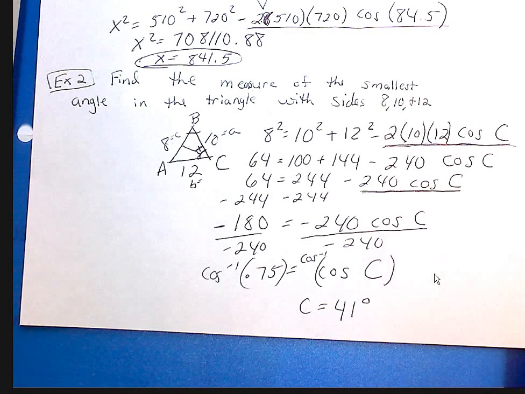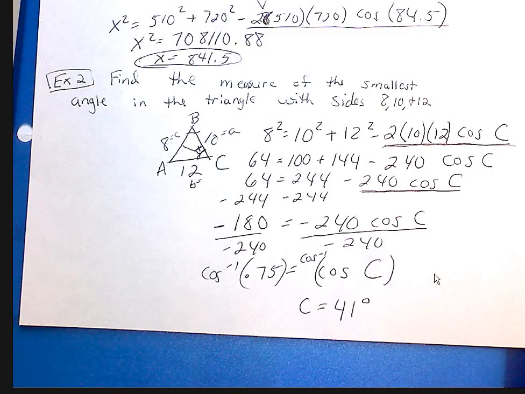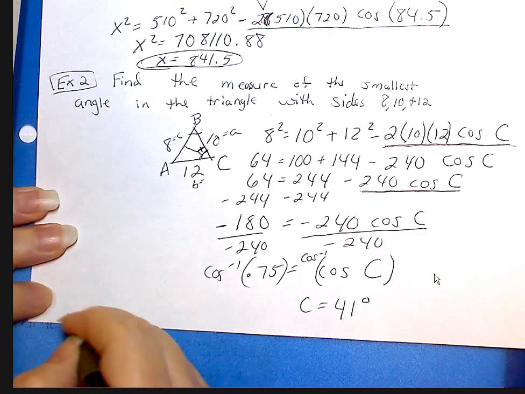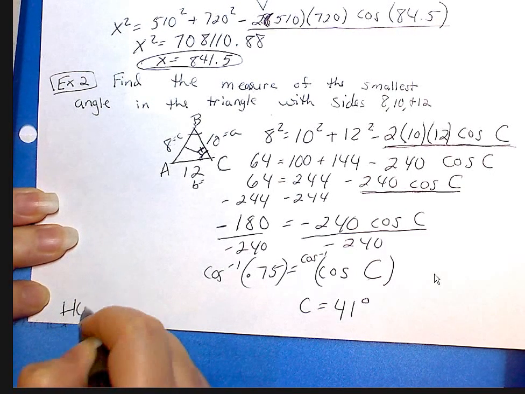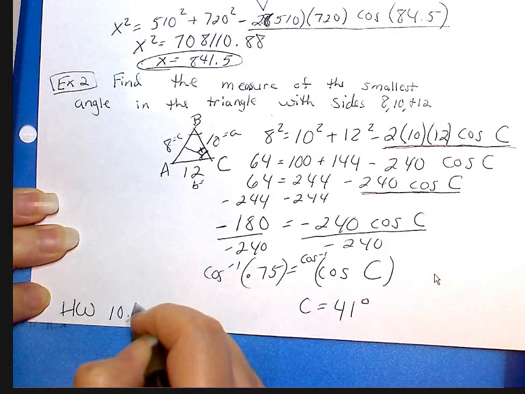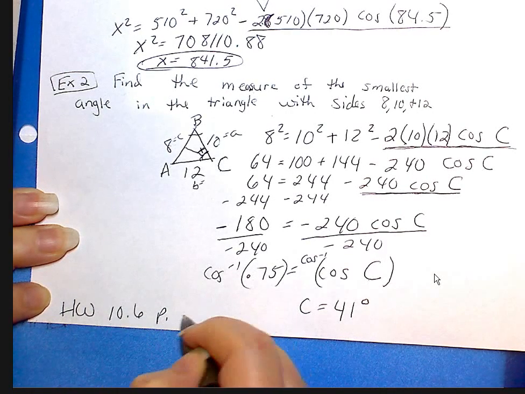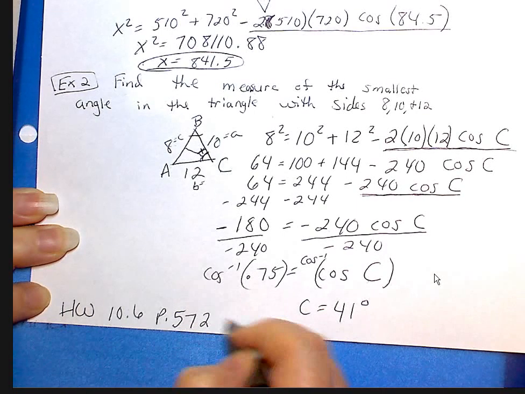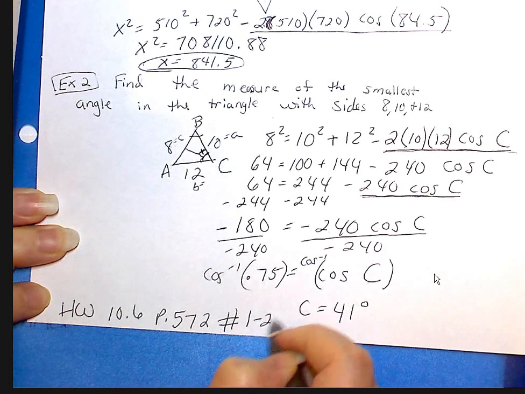Alright, now your homework today is going to be bookwork, and a few of them are a little bit challenging. You'll have to read it carefully and really try hard to draw a picture and then figure out what they're asking you to do. Your homework assignment is, and remember, work on it in class, 10.6, which is found on page 572. You're going to do numbers 1 through 22. Make sure you're checking your odds as you go.